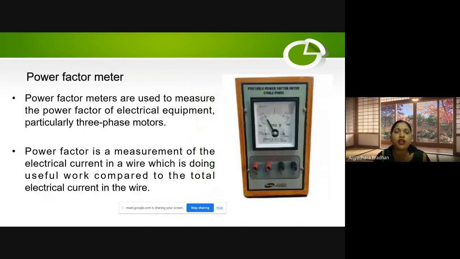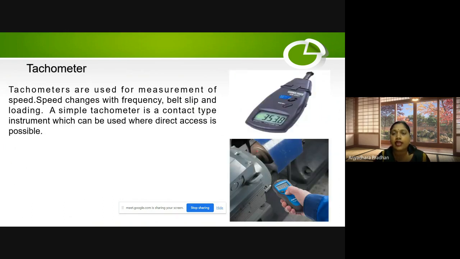Next, we have the power factor meter. Power factor meters are used to measure the power factor of electrical equipment, particularly three-phase motors. Power factor is a measurement of the electrical current in a wire which is doing useful work compared to the total current in the wire. Then the tachometer. As the name suggests, the speed of any kind of motor can be measured with the help of a tachometer. And we know that the speed changes with frequency, belt slip, and loading. A simple tachometer is a contact type instrument which can be used where direct access is possible.